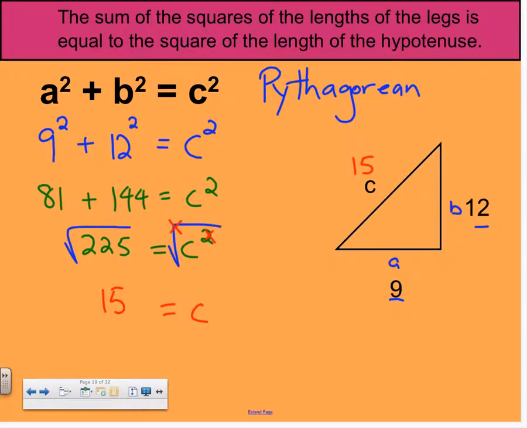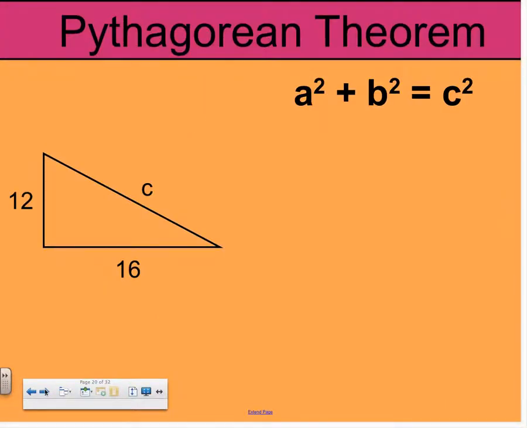Now, we always want to double check. We said that C is the longest side. Is that the case? I want to make sure that the answer I get is longer than the other legs. So it's longer than 9, which is good, and longer than 12. If for some reason I got an answer that was shorter than one of the legs, I would know I made a mistake. Let's look at one more example.